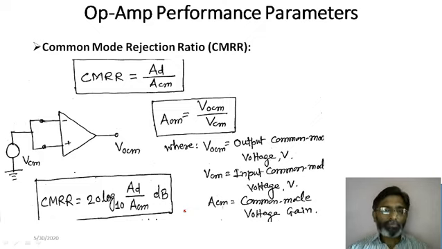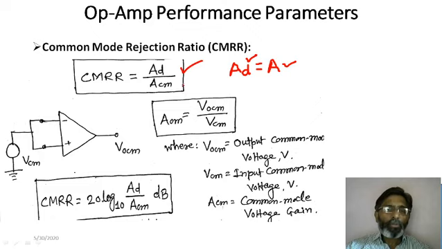In this case, CMRR is found by using this mathematical relation. As you can see here, it is equal to AD by ACM, where AD is known as the difference mode gain. We have represented it as A, so to differentiate it from common mode gain, we have represented it as AD. So this is equal to A, the large signal voltage gain. And ACM is the common mode voltage gain.